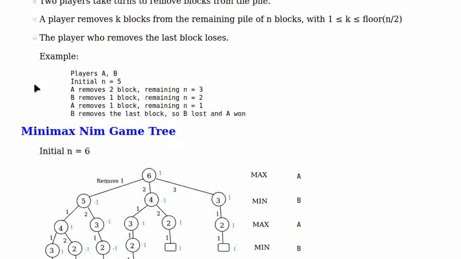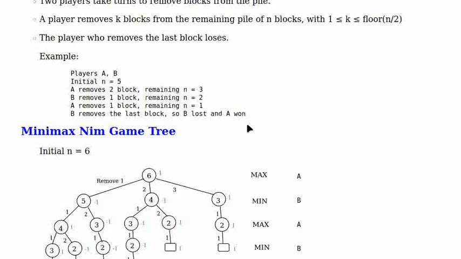For example, suppose players A and B play with an initial pile of n equals 5 and A goes first. Since floor 5 over 2 is equal to 2, A may remove either 1 or 2 blocks. Suppose A removes 2 blocks, leaving n equals 3. Now it's B's turn. Since floor 3 divided by 2 equals 1, B can only remove 1 block. After B's move, n equals 2. A then removes 1 block, leaving n equals 1. B must take the last block and therefore loses. Thus, player A wins.